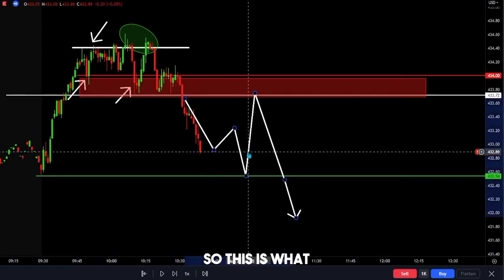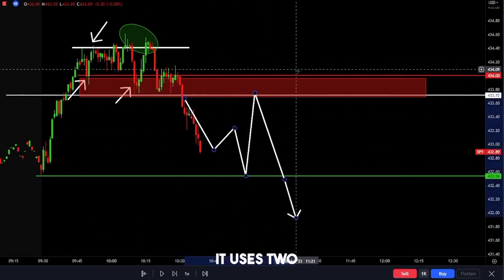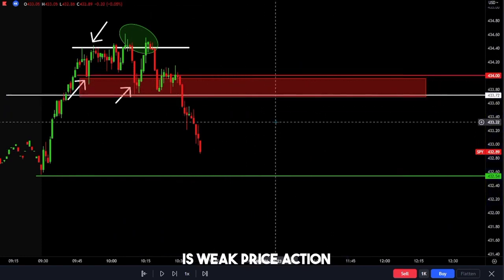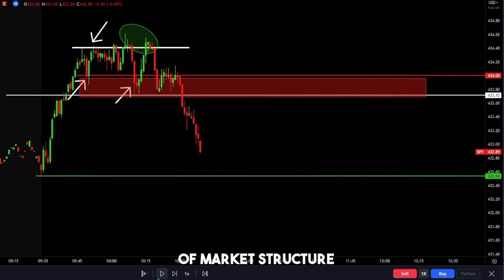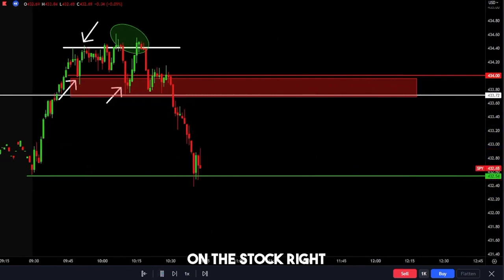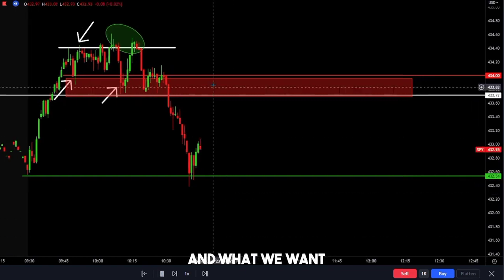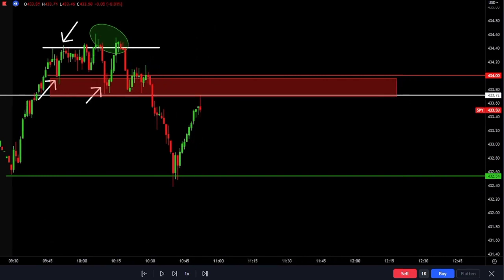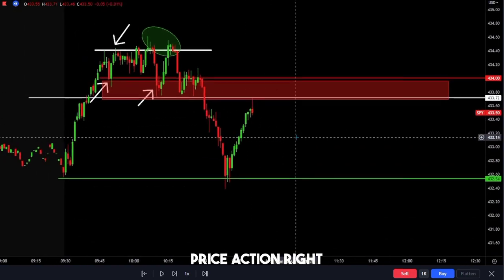All right, so this is what I would want for a trade. It uses 2 out of the 3 signs so far. And what we want in this level is weak price action to confirm all 3 rules of market structure. So let's keep playing out this trade. There's the new low being put in on the stock, right? Just like we wanted. And what we want is the stock to come back here now to show weak price action. And here we see that weak price action, right?